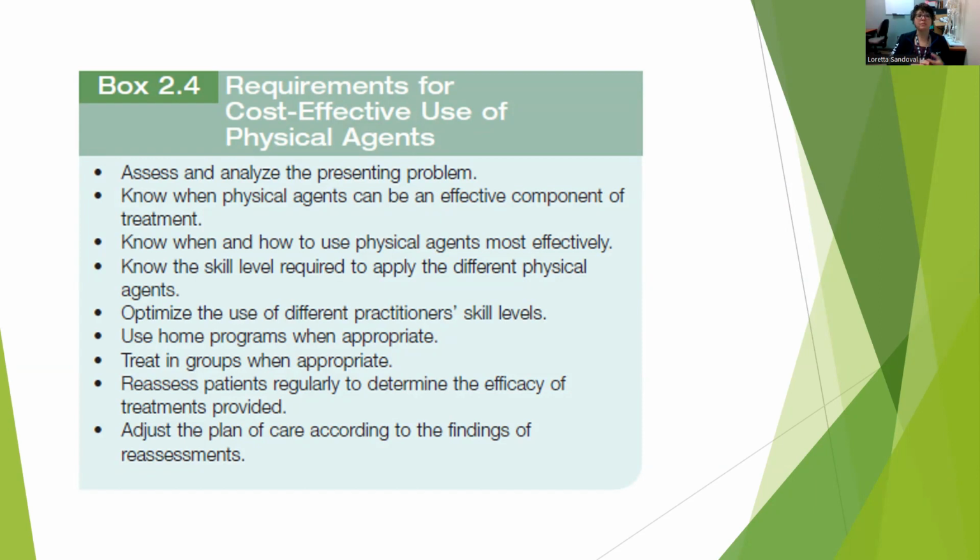So trying to optimize the use of different practitioner skill levels. That particular physical therapist isn't trained in instrument-assisted soft tissue mobilization because they're a neurological and gait specialist. I am trained in that, and so they put the patient on my schedule for a few treatments to try to get to that.